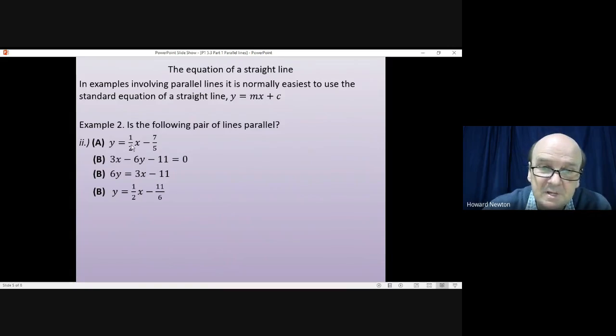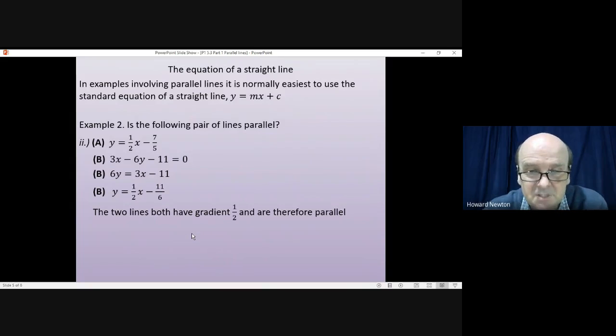And the gradient of the first line is a half. The gradient of the second line is also a half. So yes, they do have the same gradient and therefore they are parallel to each other.